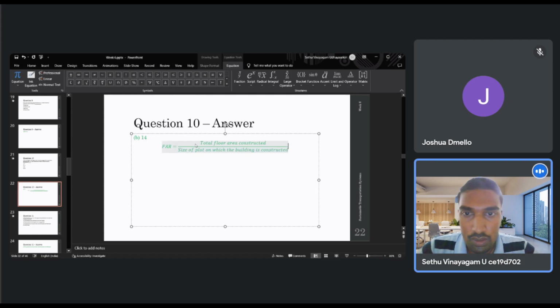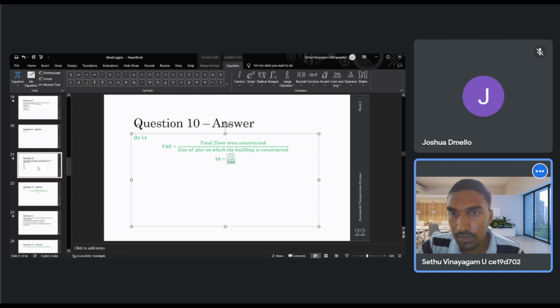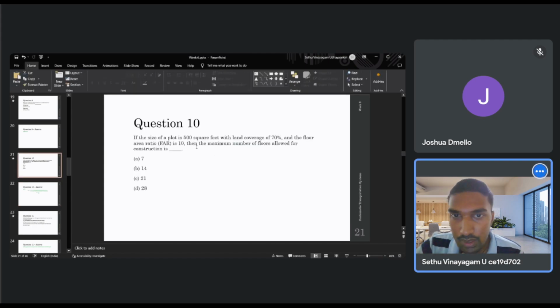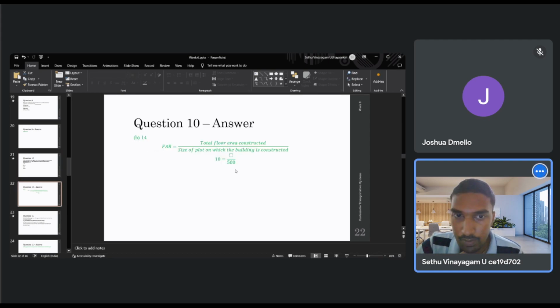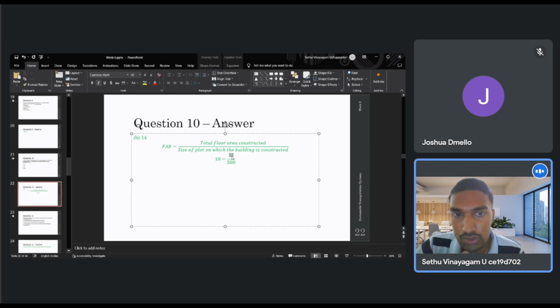So what do we know from the question? So we know that the floor area ratio is 10, right? So that is given to us. Also the size of the plot is known, which is 500, right? 500 square feet, right? So now we need to determine the maximum number of floors that we can build, subject to this land coverage as well as the floor area ratio.